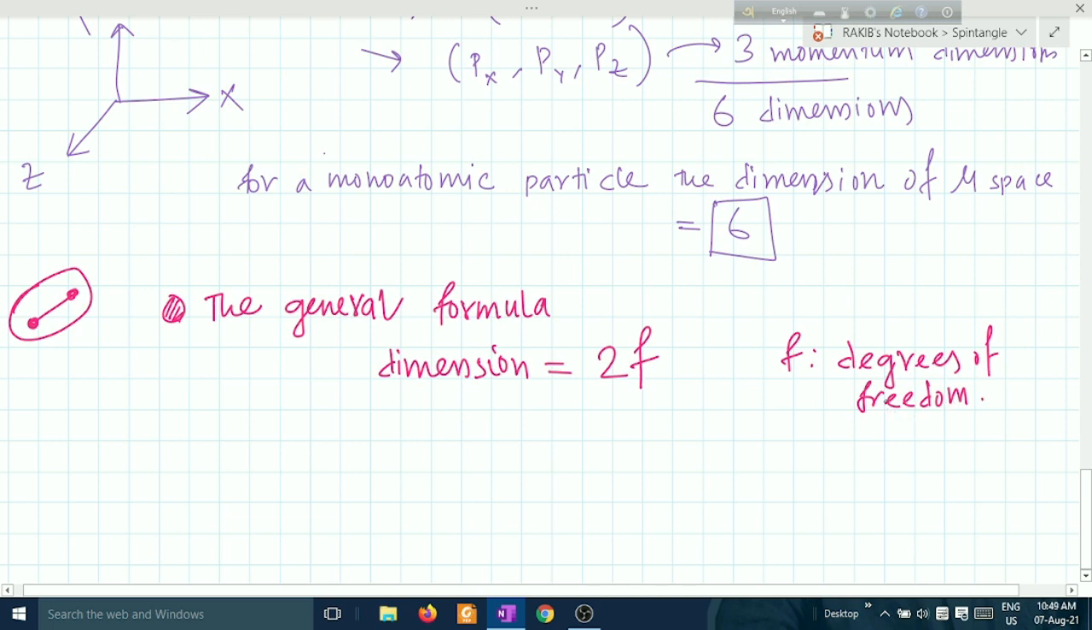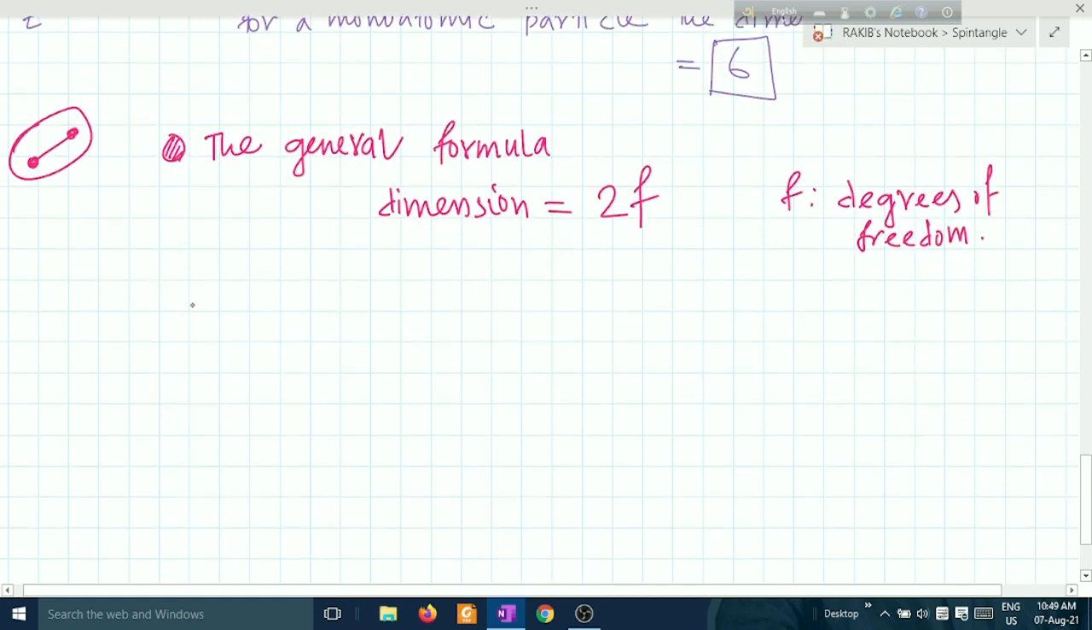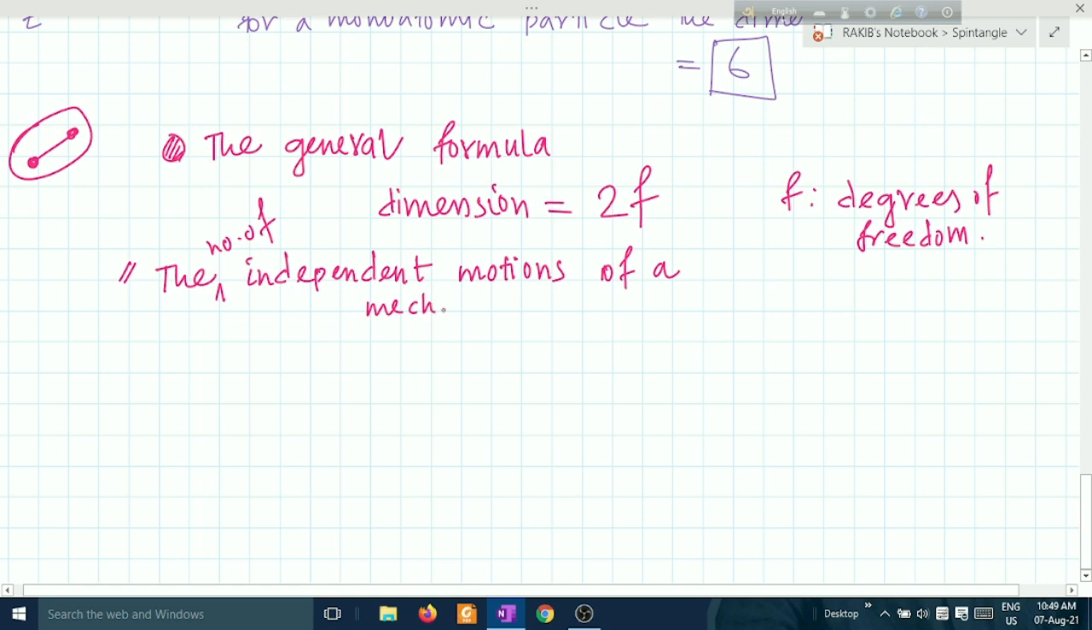I will go into degrees of freedom in the next lecture. I have to go today, so, okay, say I am taking this degrees of freedom. What is degrees of freedom? It is the number of independent motions of a mechanical system. This is called degrees of freedom. So you can easily check the degrees of freedom for a monoatomic particle.